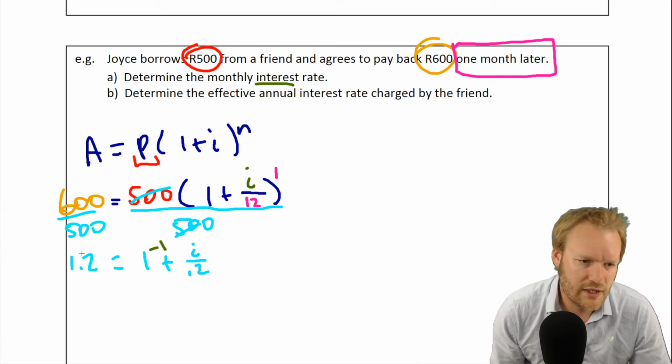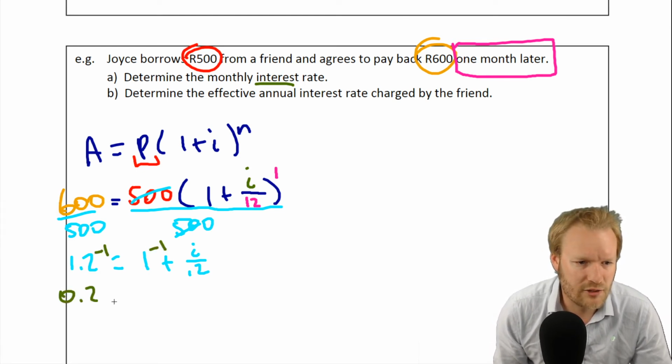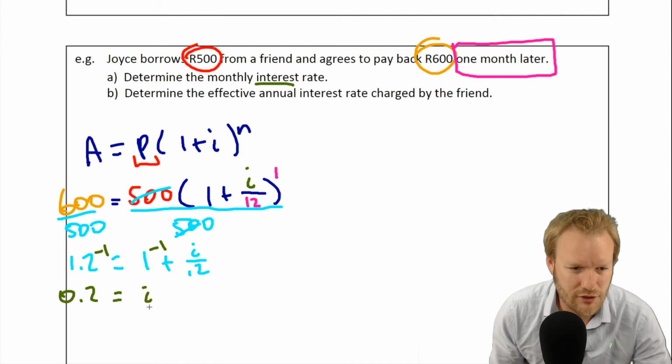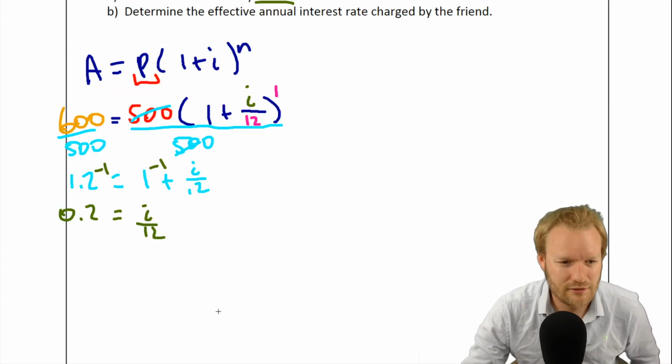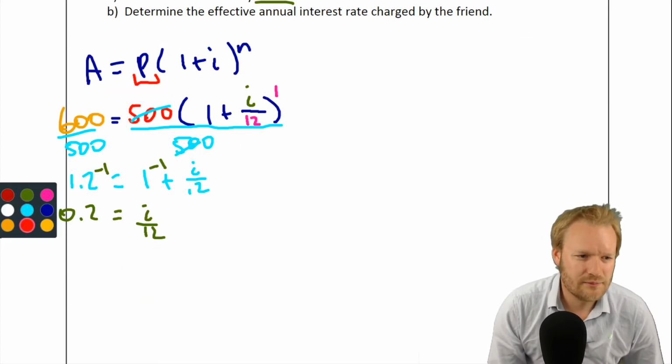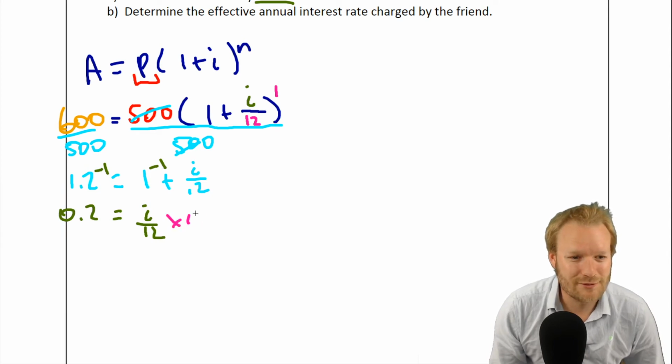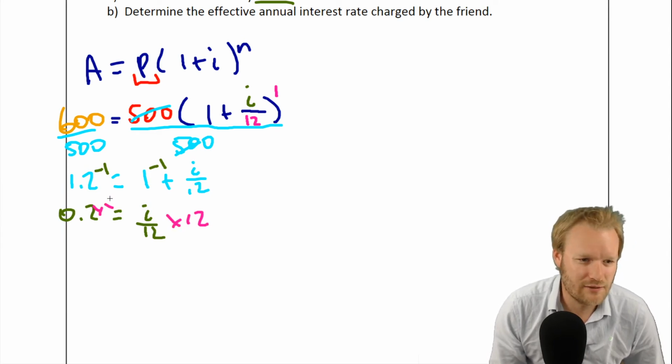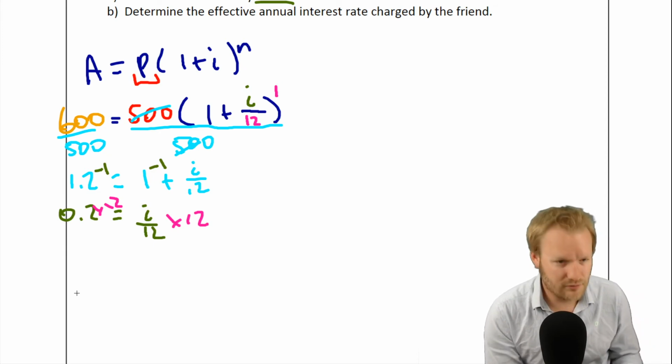Okay, minus 1. 0.2 equals i over 12. Then times by 12, times by 12, and we get 0, what are we on?